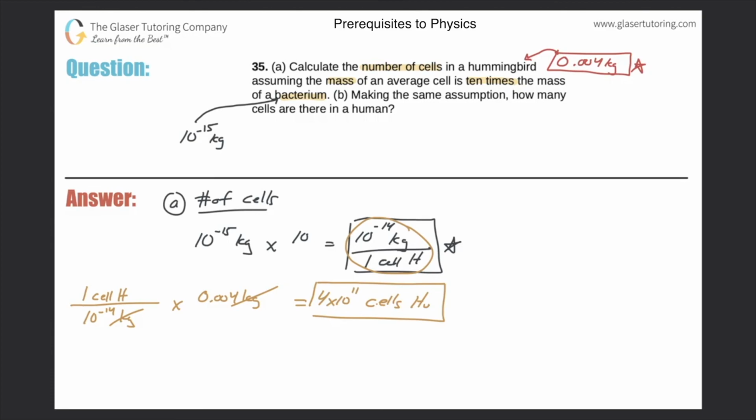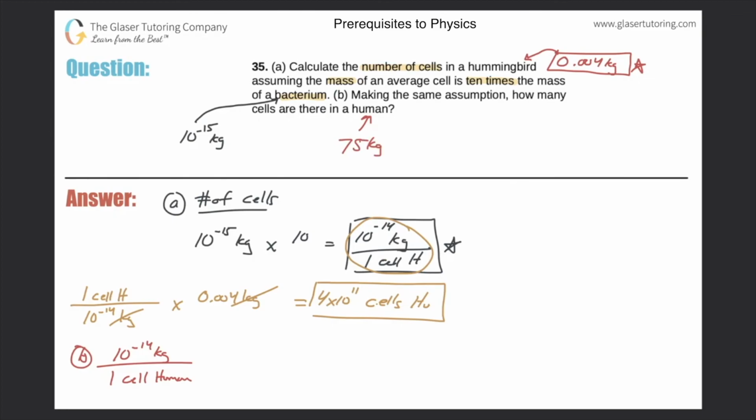Now for part B. It says, making the same assumption, how many cells are there in a human? Well, making the same assumption that the average mass of a cell in a human is 10 times the mass of a bacterium, what that means for part B is I can write that 10 raised to the negative 14 kilograms is equivalent to 1 cell in a human. I also need to know the average mass of a human. So let's assume that the average mass of a human is 75 kilograms.